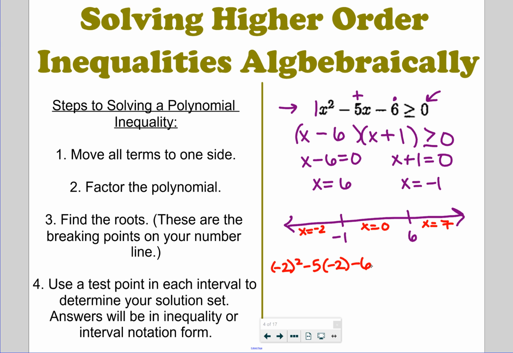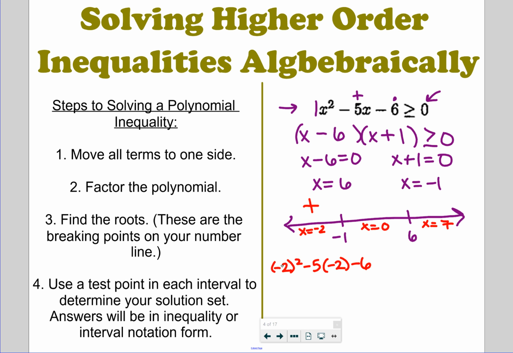Now, the number itself is not super important here. Remember, what we're trying to figure out is it above the x-axis or below the x-axis. And 8 is a positive number. So that tells me, in general, if I plug any number in this interval, I'm going to get a positive number. And on that part of the graph, it's above the x-axis.